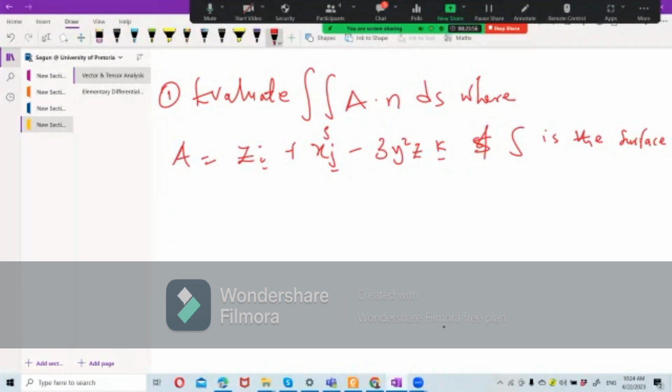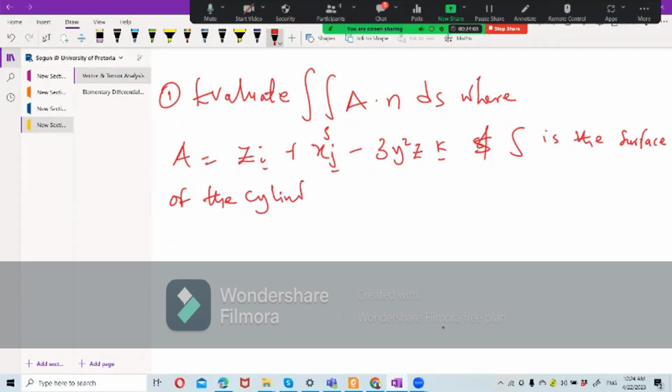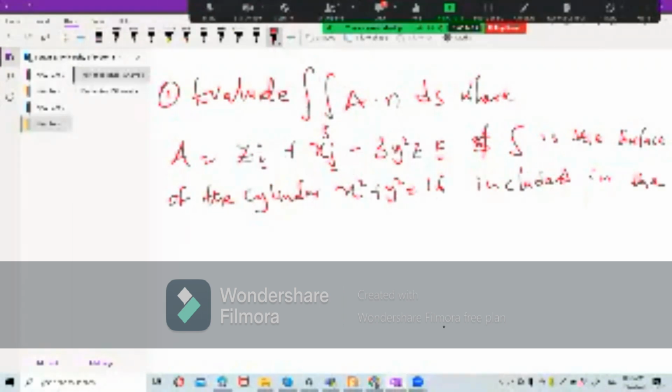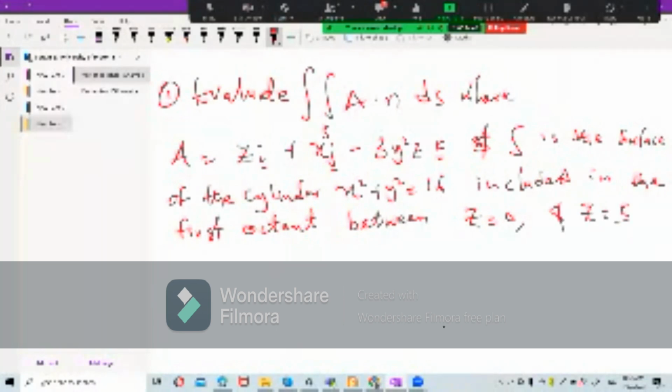If S is the surface, what next do we need to do? S is the surface of the cylinder x squared plus y squared equals 16, included in the first octant between z equals 0 and z equals 5.